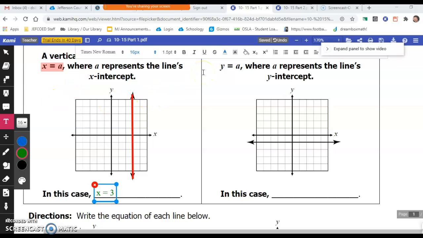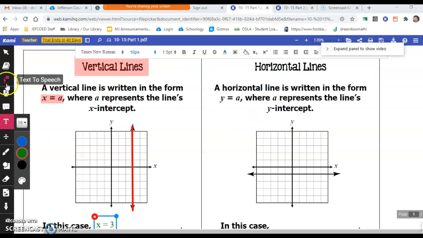Because vertical lines are up and down, right? What is the only axis a vertical line can cross? If it's going straight up and down, what's the only axis it will cross? The x. That's the only way. Now, it may be on the y-intercept, but it won't cross the y-intercept. So the only one that it can cross is the x-intercept.